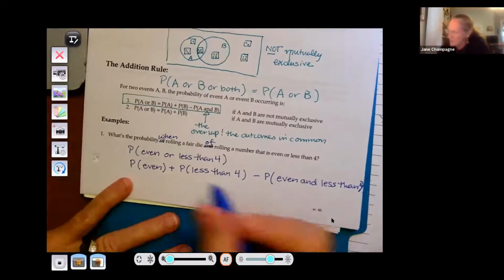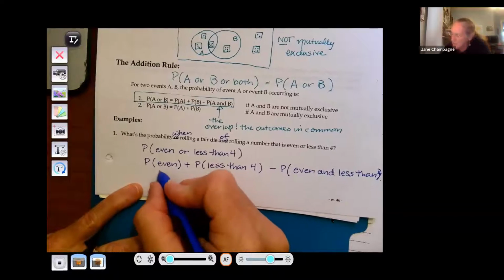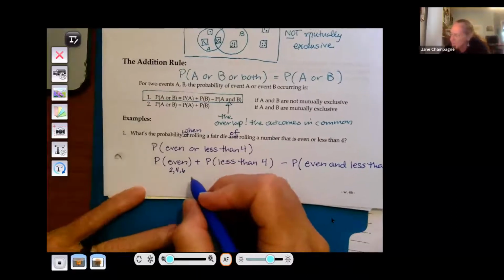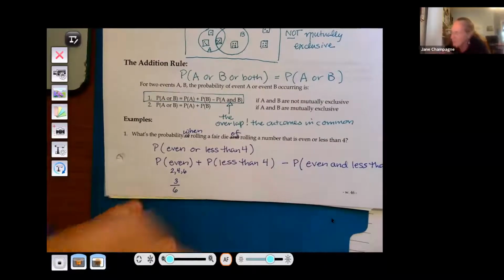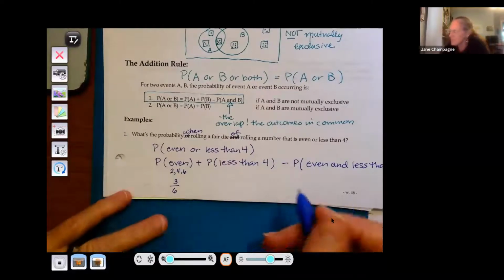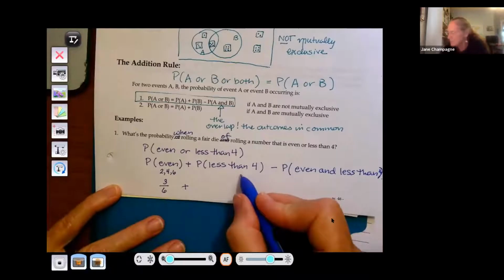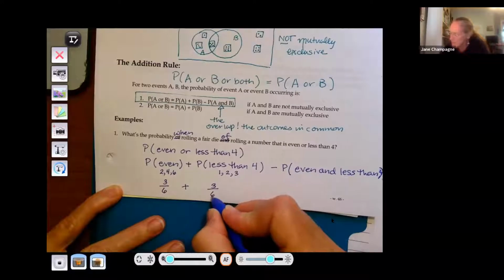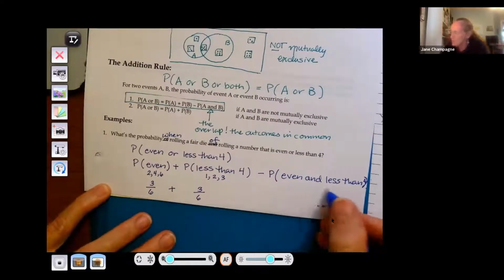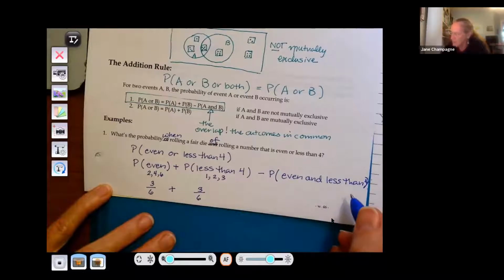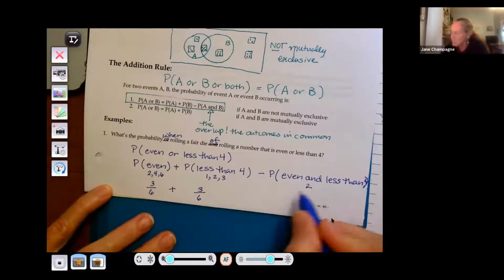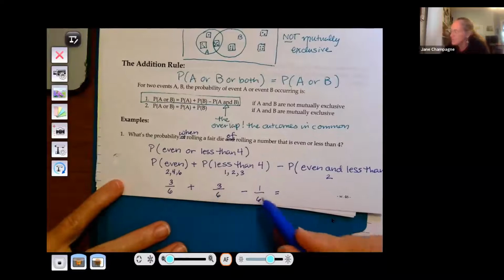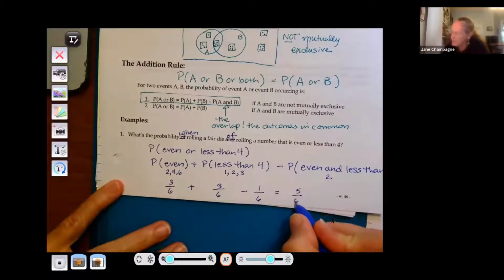Okay, so probability of even. What are the outcomes that are even? For rolling a die, I'm just going to write numbers instead of drawing them now. 2, 4, 6, right? So that's 3 outcomes out of the 6 possible outcomes. Less than 4, what are the outcomes less than 4? 1, 2, and 3. Again, that's 3 outcomes out of 6. Well, what are the ones that are both even and less than 4? 2. And that's 1 outcome out of 6. So we have to subtract that off. So 3 plus 3 is 6, minus 1 is 5 out of 6 is our answer.